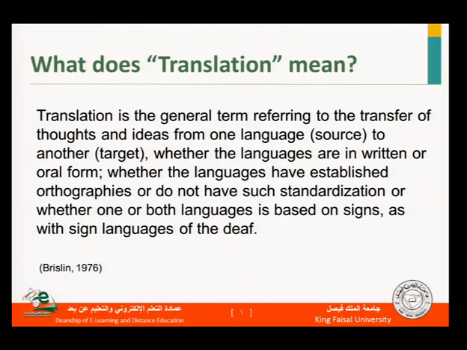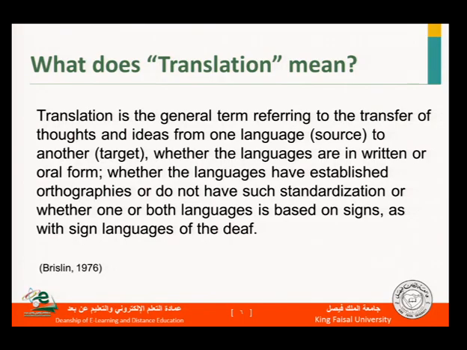The text may be oral, or maybe written. Whether the languages have established orthographies or do not have such standardization, or whether one or both languages is based on signs, as with sign languages of the deaf. All these, after the word target to the end, are details that will make the definition more accurate and adequate.